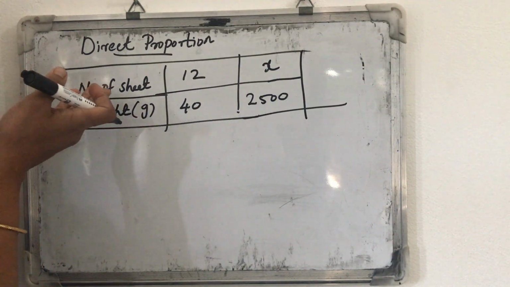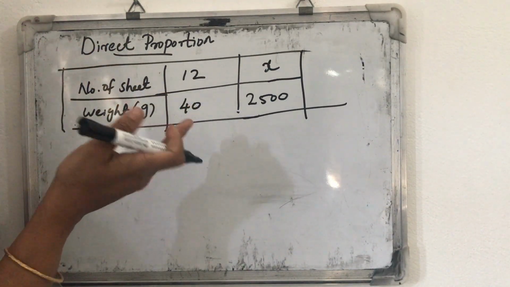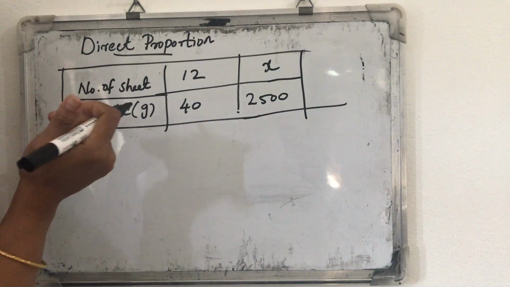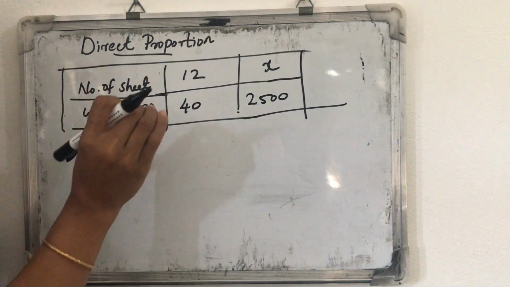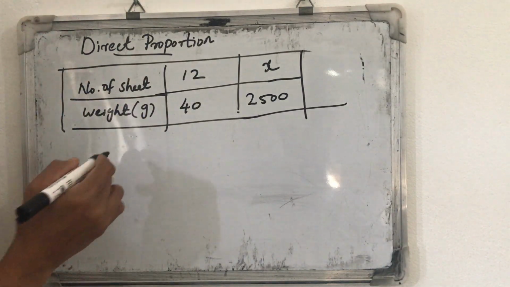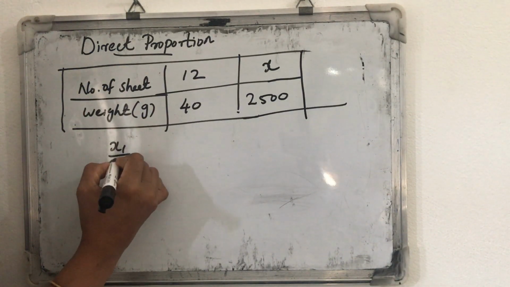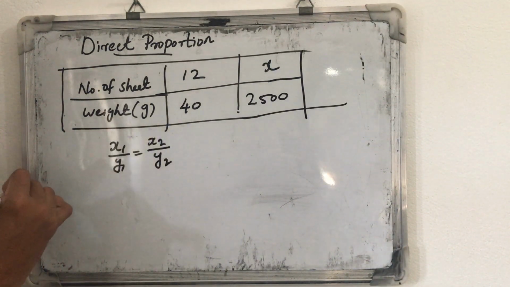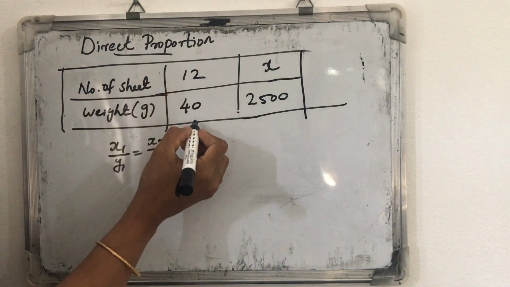That is, when the number of sheets increases, its weight also increases. And if the number of sheets decreases, the weight decreases. So it is a direct proportion. So if it is direct proportion, we can take this equation: x1 by y1 will be equal to x2 by y2. Then x1 and y1 is this.